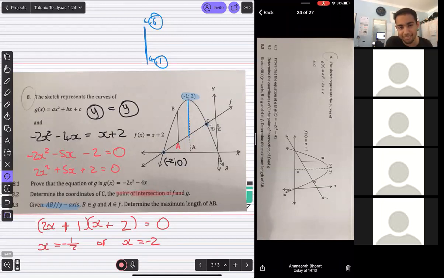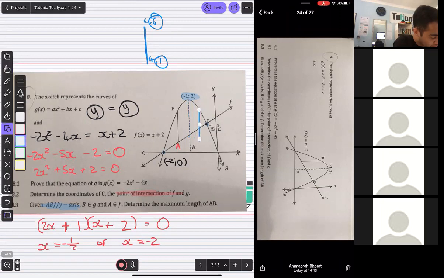Do you guys see that? If I want to work out AB here, I find the x value for the equation of the line. So I find the x value, and I find the y value over here, and the y value, and I subtract them.